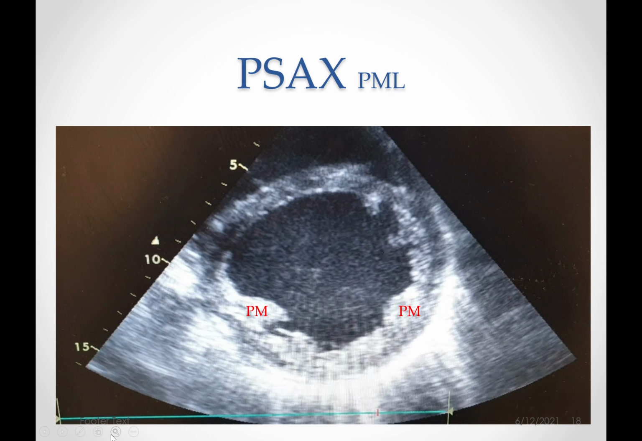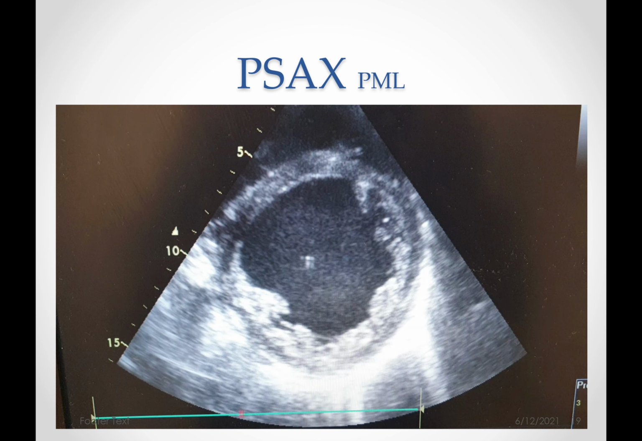So this is a picture of the mid-papillary muscle level. You've got the left ventricle, which is the circle that you can see there, and then you've got fleshy structures on the right and the left of that circle, which are the papillary muscles. This is a video of the parasternal short axis view at the papillary muscle level, and you can see in this view how the left ventricle is trying to contract.